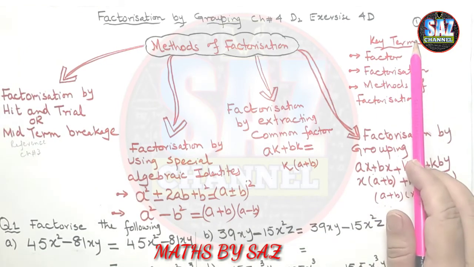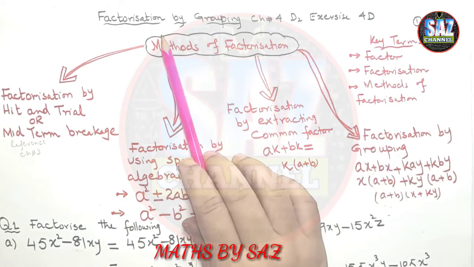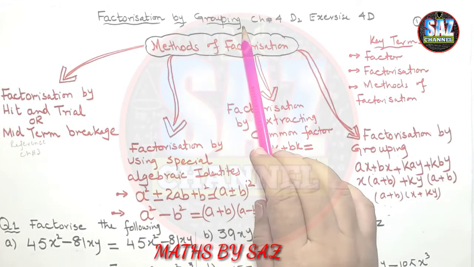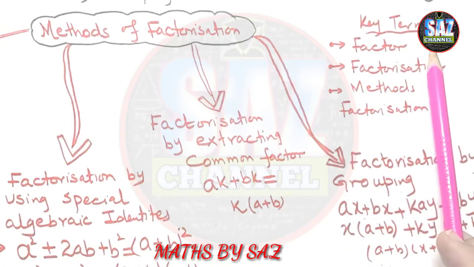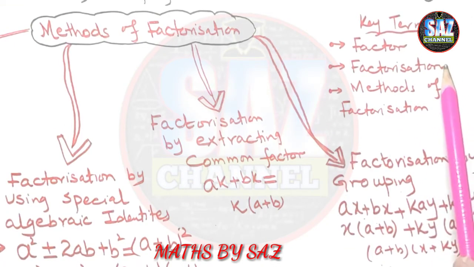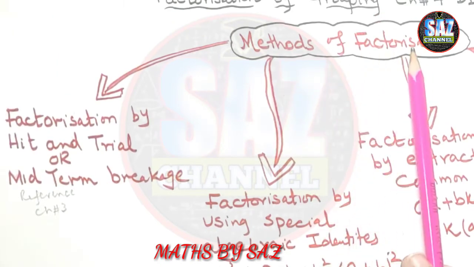This is my first lesson of D2, chapter number 4, exercise 4D, factorization by grouping. Before going to the lesson, there are some basic key terms that we have to understand: what are factors, factorization and methods of factorization. Let's first discuss the methods of factorization.